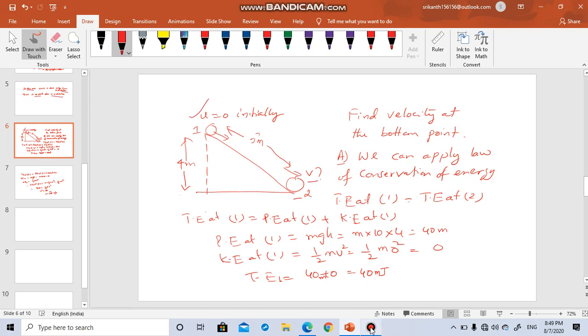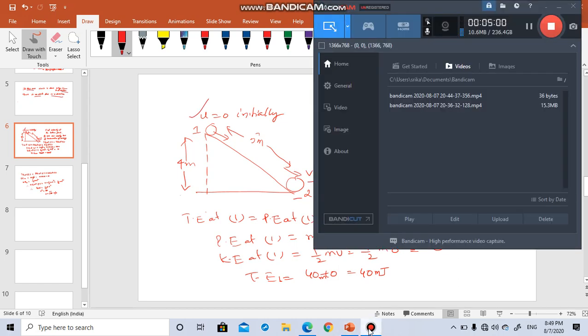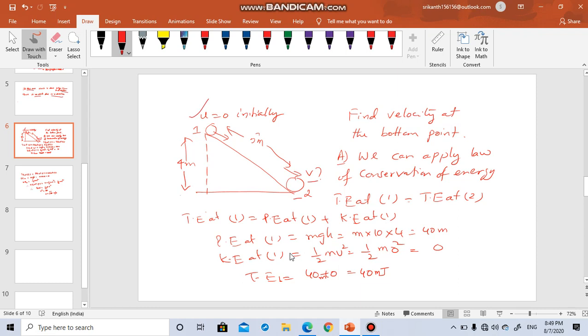Now can we find this using the law of conservation of energy? The answer is yes. The question is to find the velocity at the bottom point. So we can apply the law of conservation of energy. What does the law of conservation of energy say? It says the total energy at 1 is equal to the total energy at 2. So you have to find the total energy at 1, which is potential energy at 1 plus kinetic energy at 1.